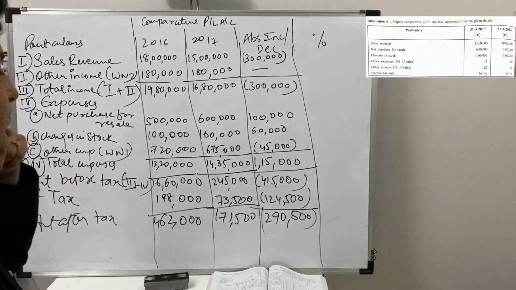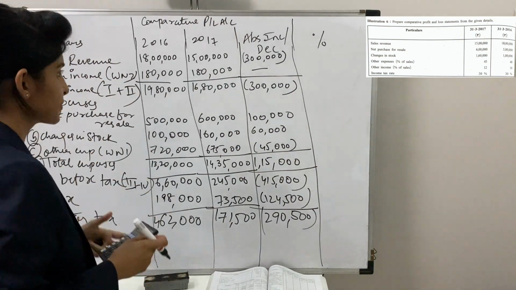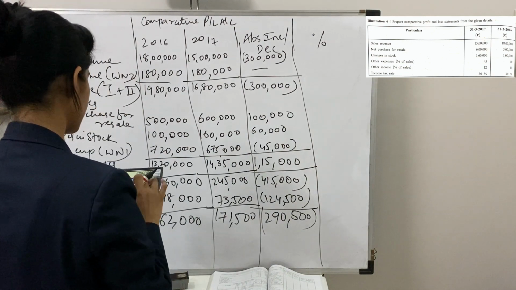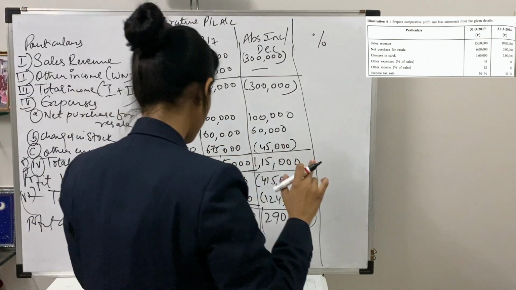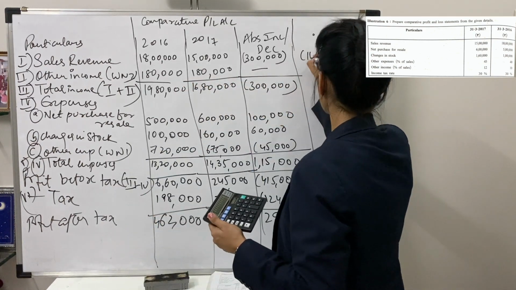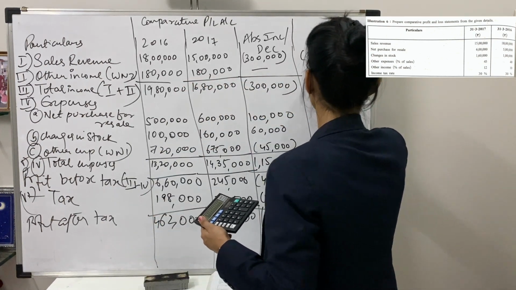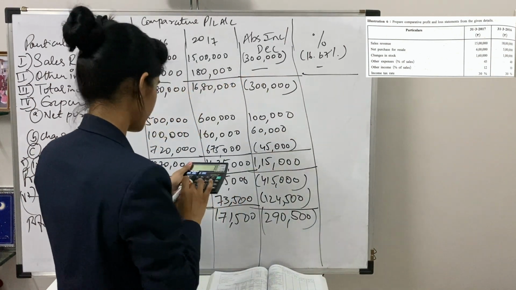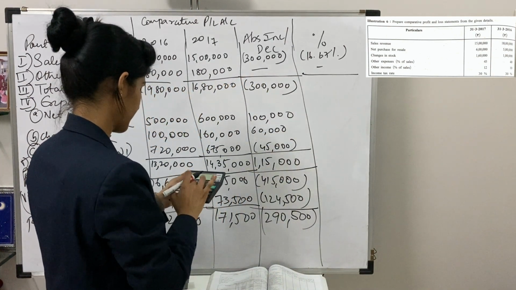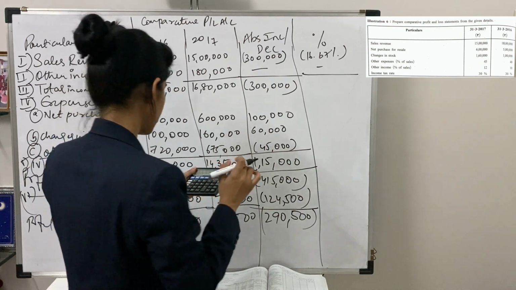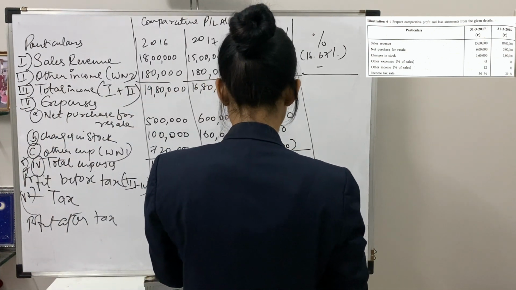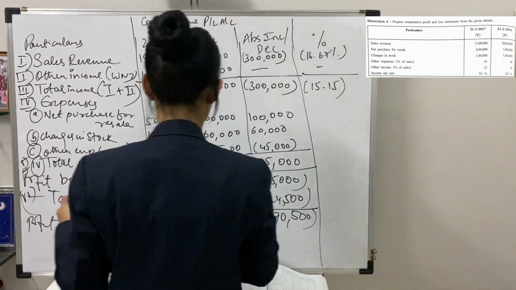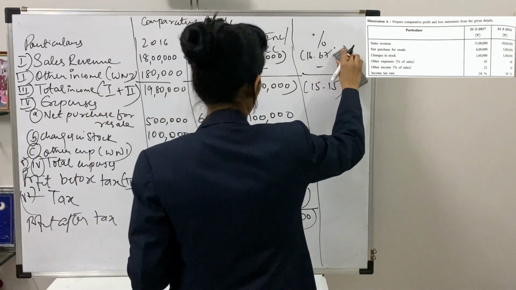Now coming to the final figure of percentage, 3 lakh divided by 18 lakh into 100. As it is in negative, we'll get the percentage also in negative. Now over here 3 lakh upon 19 lakh 80,000 will give you 15.15% in minus. It's your choice to write the percentage sign or not. I am not writing it.